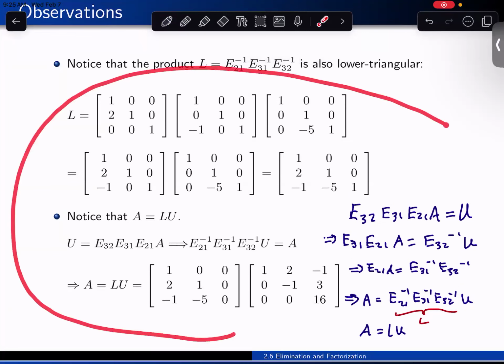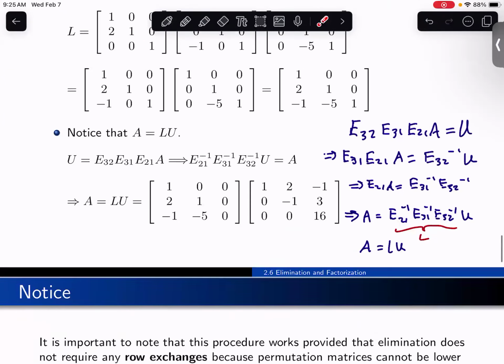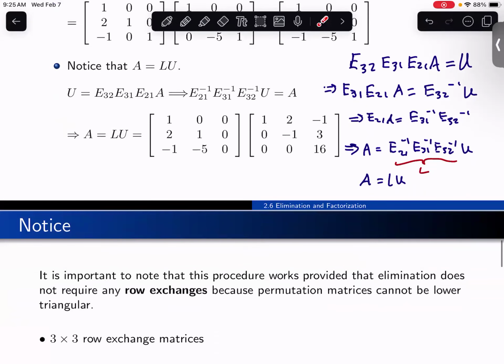Okay, any questions about this whole process so far? Okay, I think all that's really left, oh, I think there's a remark that needs to be made, and then we'll do an example.